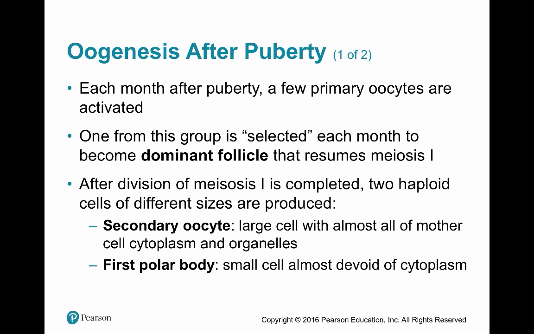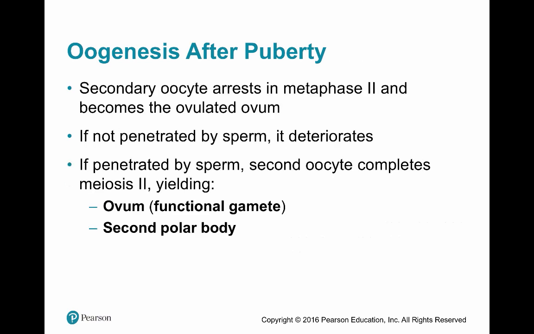Now, each month after puberty starts, a few primary oocytes are activated. One from this group is selected each month to become a dominant follicle that will resume meiosis and end up on its way to becoming a mature ovum. Now, after division of meiosis 1 is complete, 2 haploid cells of different sizes are produced. One is called a secondary oocyte, which is a large cell with almost all of the mother cell's cytoplasm and organelles, and the other is called the first polar body. This is a small cell, almost devoid of cytoplasm, and it will not end up being a functional ovum in the end.